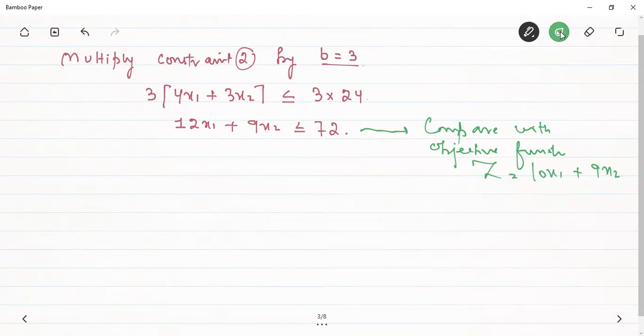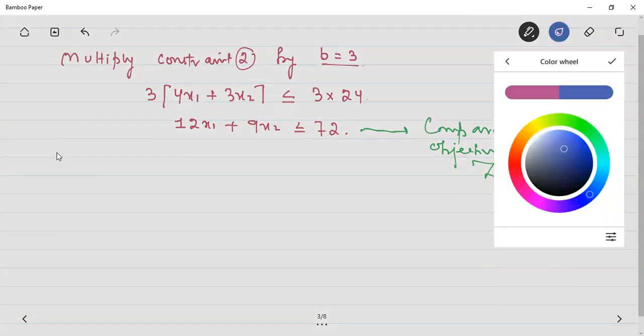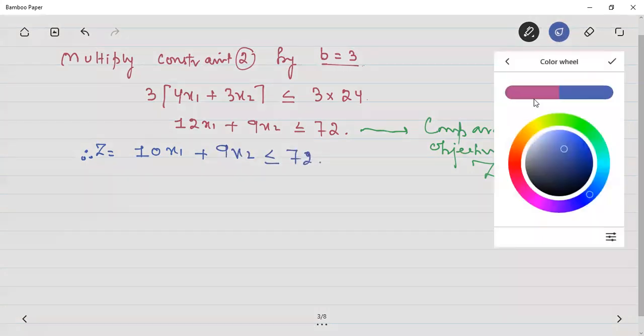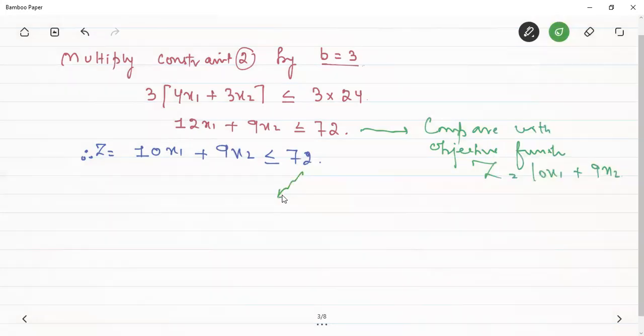So what we conclude here is that if 12x1 plus 9x2 is less or equal to 72 and our objective function is less than this inequality, therefore it should also be less or equal to 72. z is equal to 10x1 plus 9x2 is less or equal to 72. Now this is our new upper estimate. As close as this inequality is moving to the objective function, our upper bound is going to reduce.